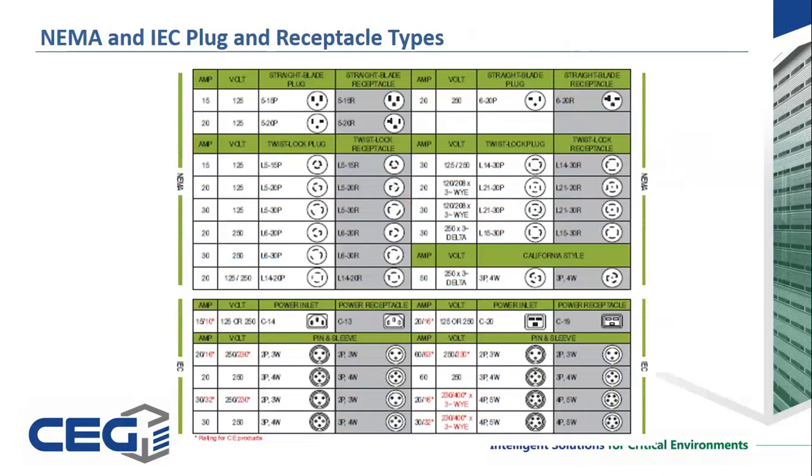Lots of plug and outlet configurations. This is a blurry chart. I can send this chart to you. Just grab it and try to expand it. We're going to hone in on some specific, more common things.